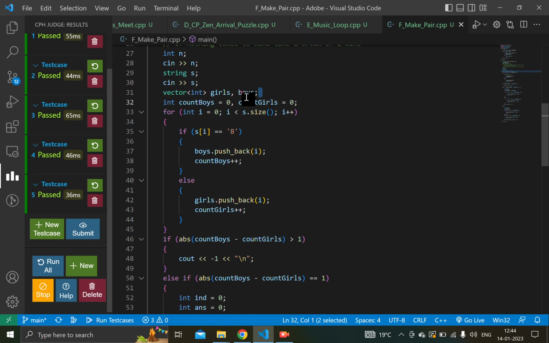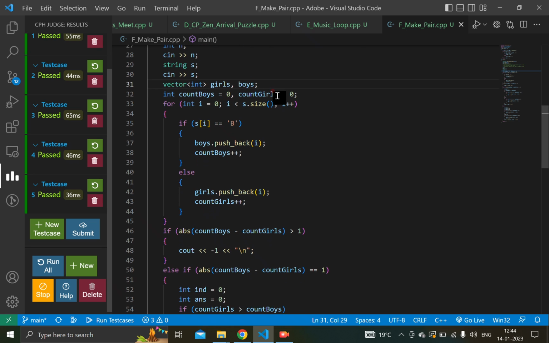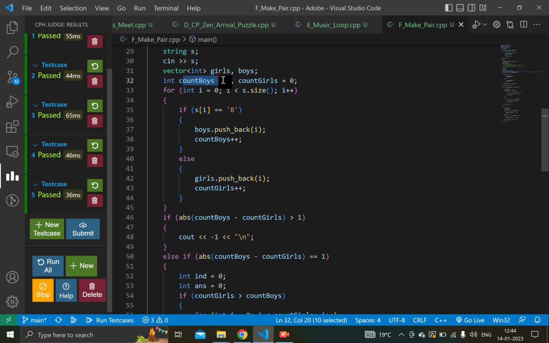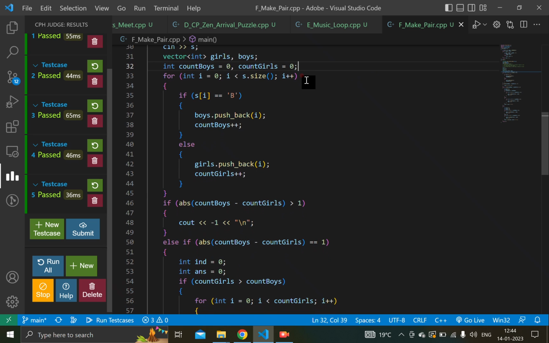I have made two vectors. You can use an array also, but for convenience I use the vector. This will store the indices of boys and girls in the original configuration, right? And I have declared two variables. They will store the count of boys and the count of girls, right?